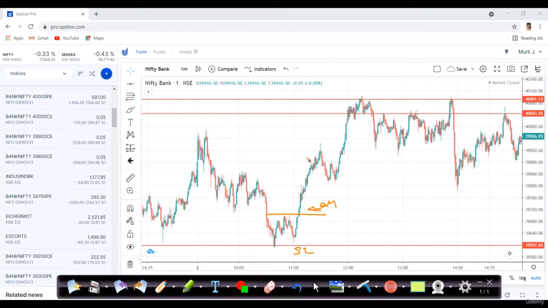And what is my target? This is my first target. My second target is this one, and the third target is whatever resistances I have ahead. I will book partial profit here. Partial in the sense, if I have 50 quantity, I will book 25 quantity here and 25 quantity here, or if I get enough profit, then I will exit at whatever target I am expecting in my mind, as per your risk reward ratio. Always maintain your risk reward ratio and then trade. This is the example of the double bottom pattern.